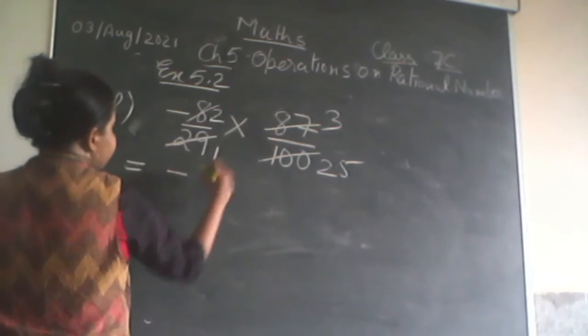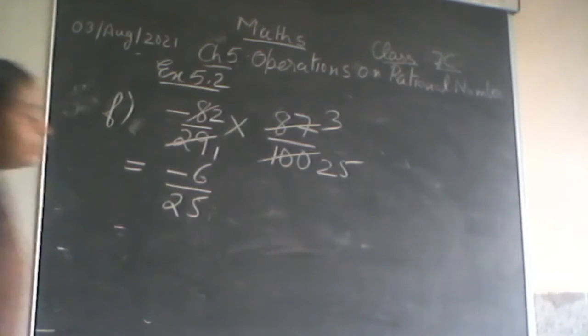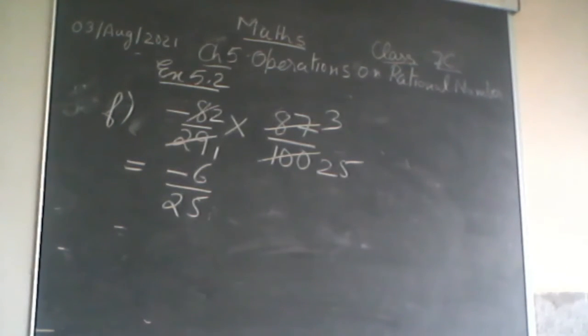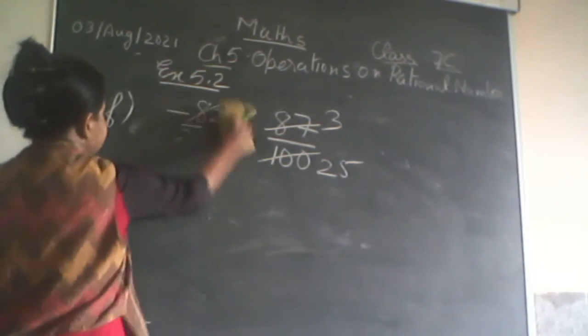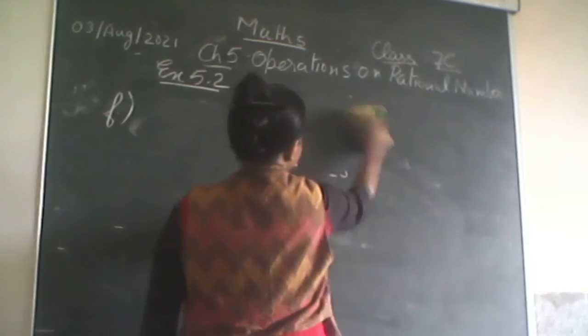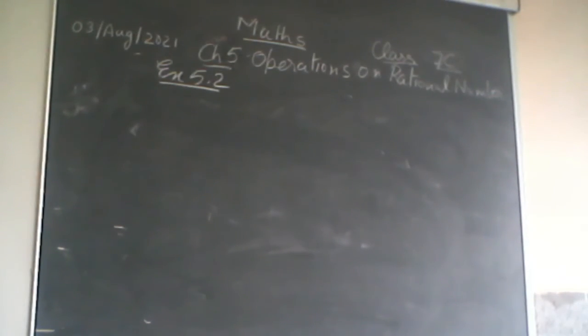Minus 2 into 3 is minus 6 upon 25. Am I correct or wrong? Ma'am, correct. Easy or difficult? Ma'am, easy. Should we see a division question? Yes, ma'am. Okay, which one? Whichever you want. Ma'am, D. C for cat.